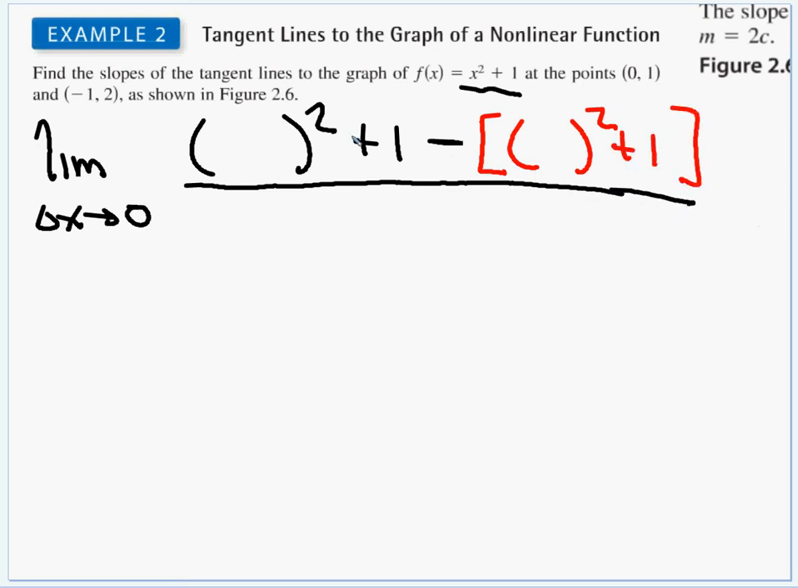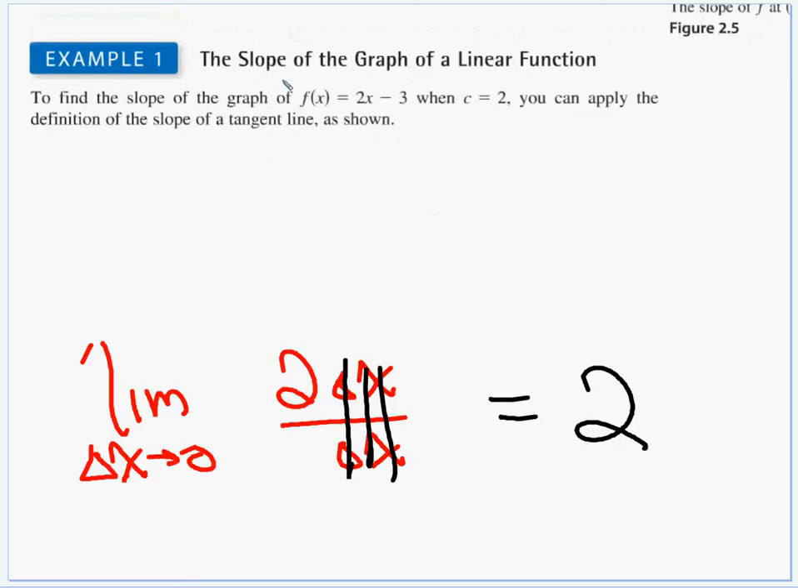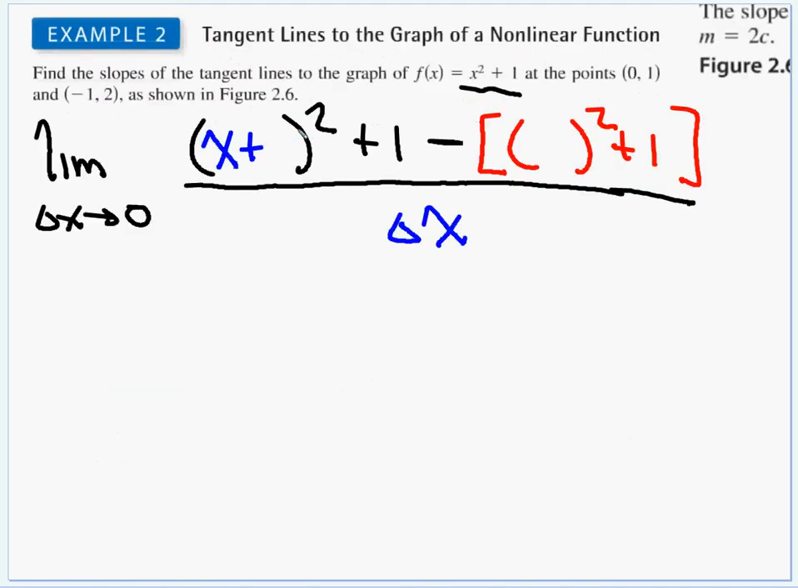So there's the difference in our difference quotient, f of something minus f of something else, and this all goes over delta x. Now here we're going to plug in x plus delta x. Remember, back in the last example we plugged in 2 plus delta x because they gave us the 2. Here we're going to find again a different function. So this is going to be x plus delta x, and over here we're just going to plug in the x.